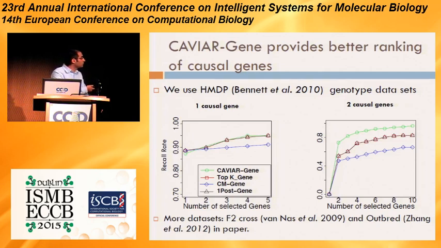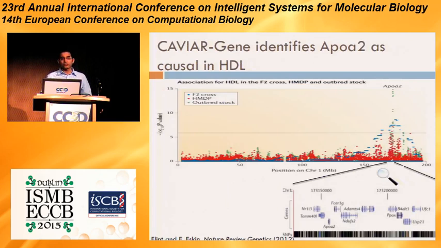So you can see in the case there is only 1 causal gene, all the methods perform similarly. However, when you have 2 causal genes, CAVIAR-Gene performs much better than other methods. This is expected because all the existing methods assume there is only 1 causal gene or 1 causal variant in the region. However, this is a simulation. We want to see how our method performs on real data.